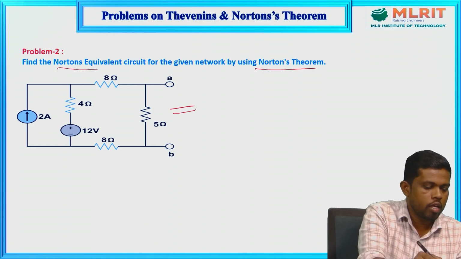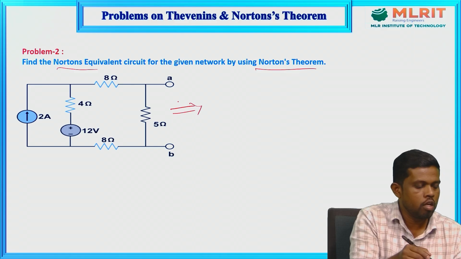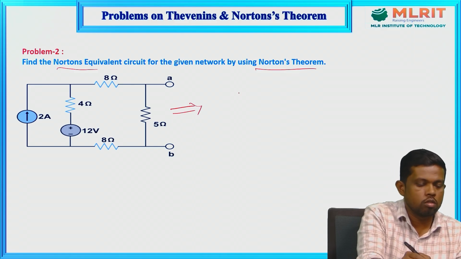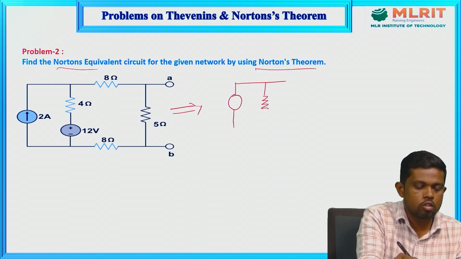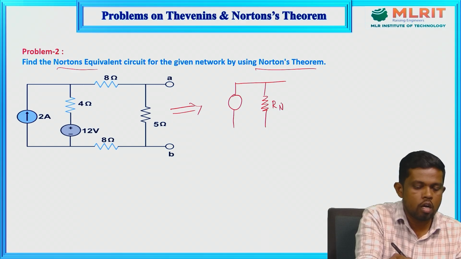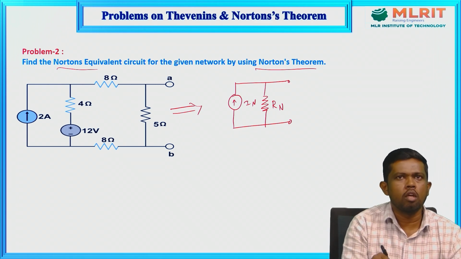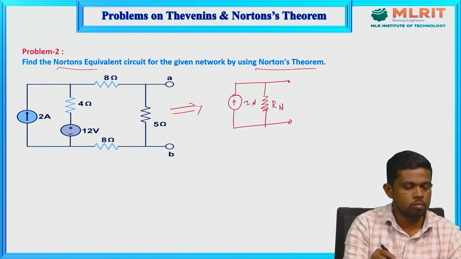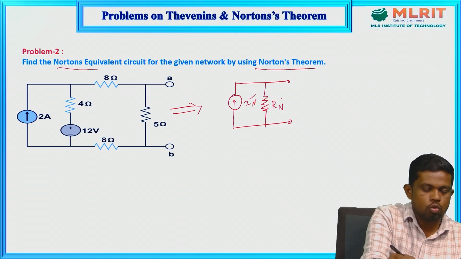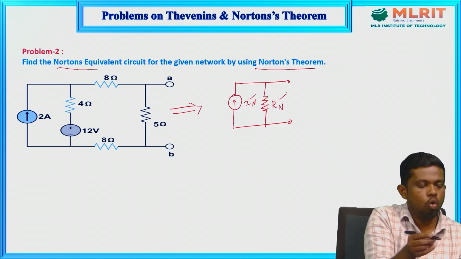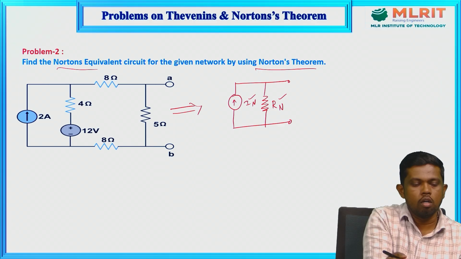It is a complex network because we have many independent sources and also many passive elements. That's why we can simply replace the whole network with a single current source in parallel with a single resistance. This is R Norton and this current source is called I Norton. We can replace the whole complex network with this simple Norton's equivalent circuit. For this, first we need to go through the procedure to get IN and also RN.